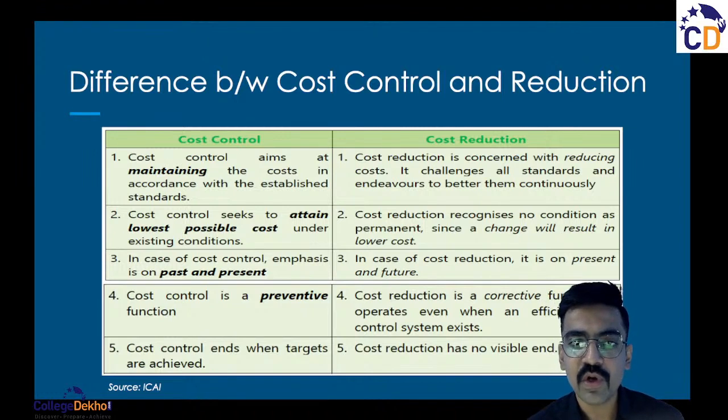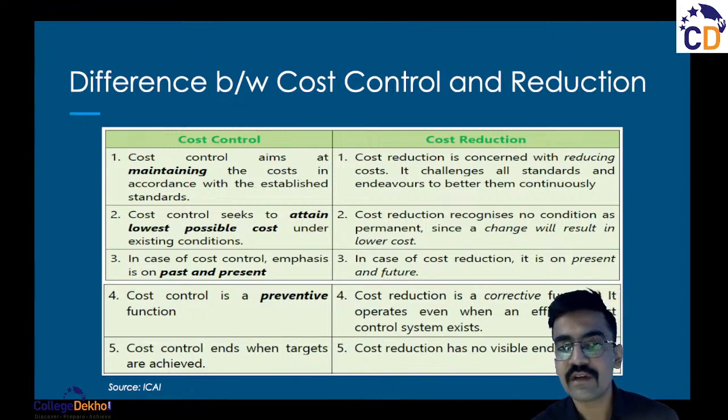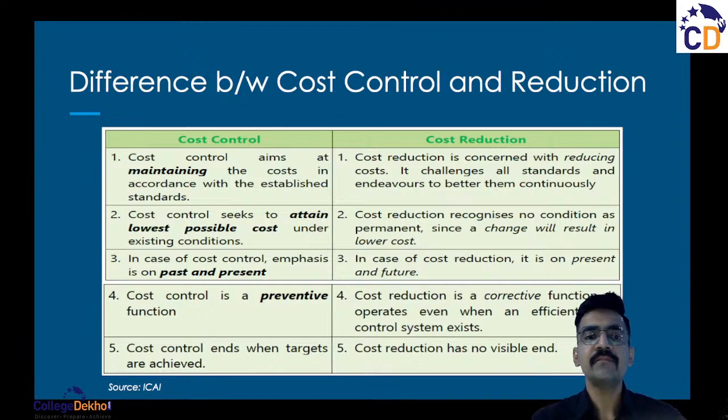Because this was just a small example. In the real world, these costs are very huge, and even a difference of, let us say, 100 or 200 rupees per kg differs a lot when these amounts are multiplied by tons of kgs of raw materials, right? So this was just an example.